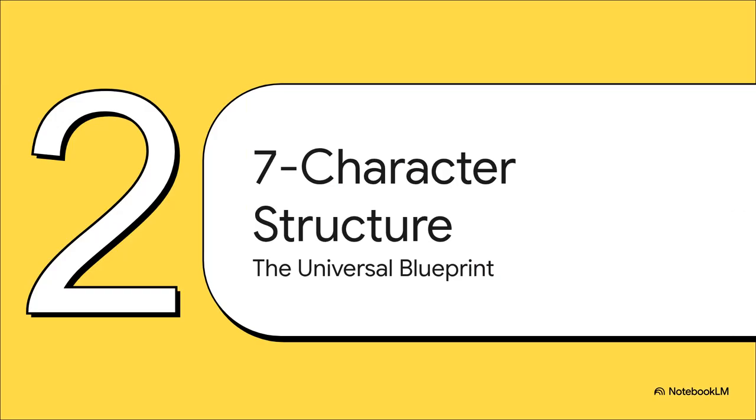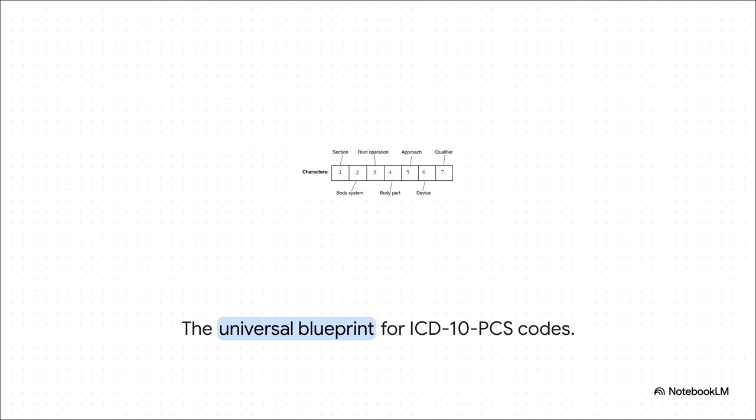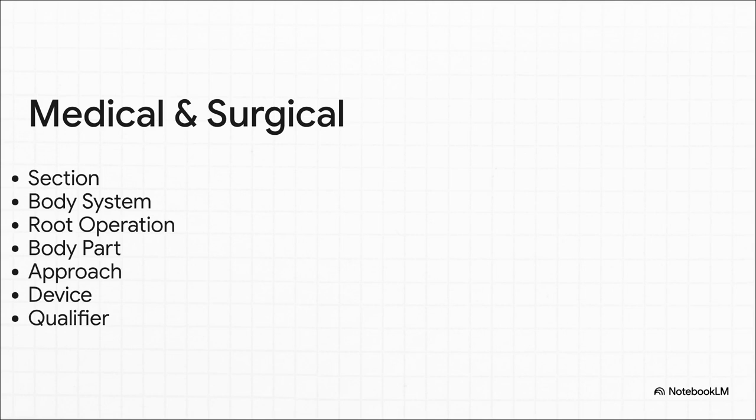Moving on to Section 2, the 7-character structure, which we like to call the universal blueprint. Let's check it out. Take a look at this mandatory 7-character box format. This right here is the universal blueprint for literally every single PCS code you're ever going to create. Each of these 7-character positions acts as what we call an axis of classification. All that really means is that every single position holds a very specific piece of the puzzle regarding the procedure that was performed. Let's break those boxes down, specifically for the massive medical and surgical section, because that's where you'll spend most of your time.